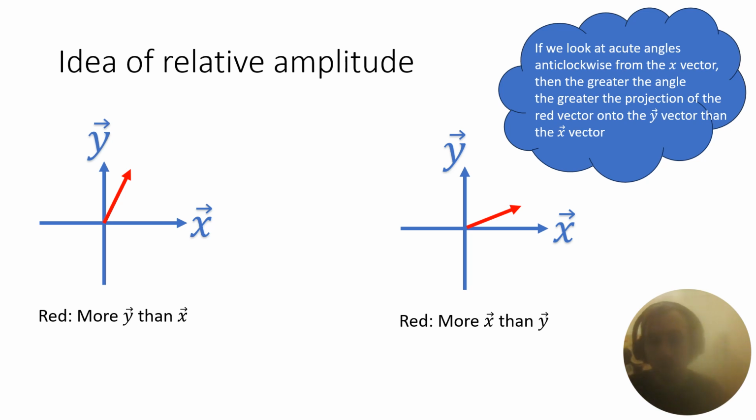And so essentially we can summarize this more formally, and we can say if we look at acute angles, so angles less than 90 degrees, going anti-clockwise from the X vector, then the greater the angle, the greater the projection of the quantum state or red vector onto classical state Y than classical state X.